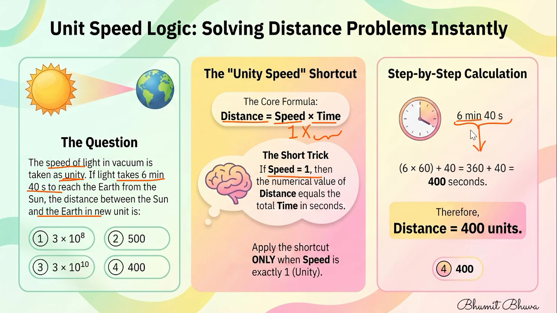So 6 minutes means 6 multiplied by 60, so that is 360 seconds, plus extra 40 seconds, so 360 plus 40, which is 400 seconds. So total time is 400 seconds. So if you multiply 1 into 400, we'll get total 400 units distance. So the correct answer is the fourth one.